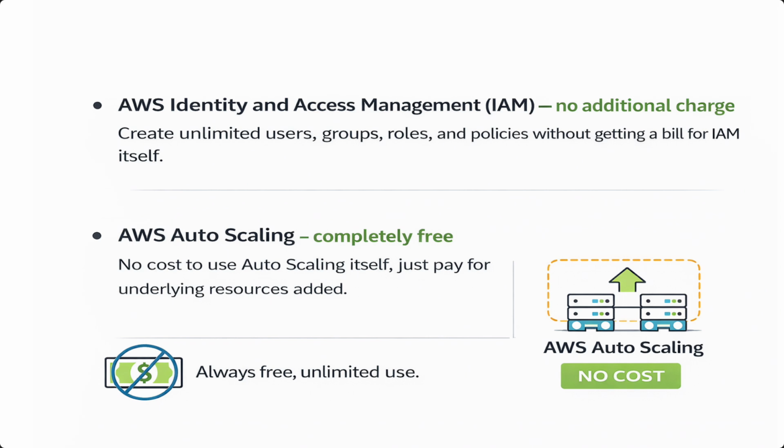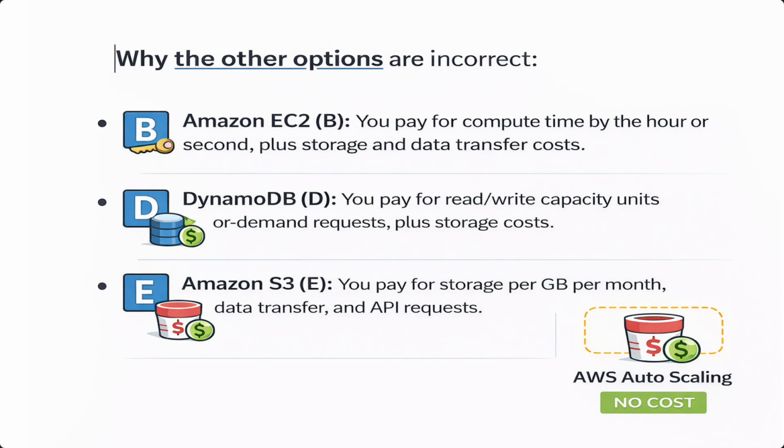AWS Autoscaling is also completely free. There are no charges for the autoscaling service itself. You only pay for the underlying AWS resources, like EC2 instances or DynamoDB tables that autoscaling launches or adjusts. Both services are management and orchestration tools that AWS provides at no cost to help you securely manage and optimize your infrastructure. Why the other options are incorrect?